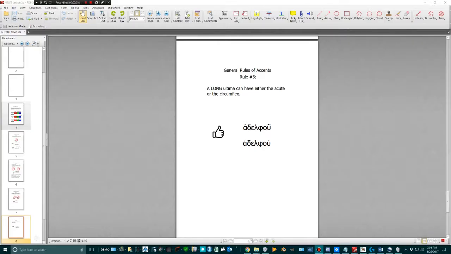Rule number 5. A long ultima can have either the acute or the circumflex. So if we have the word adelphou, well, that's long and it's the ultima, so it can have either the circumflex or it can also have an acute. Okay, we would have to know the mechanics. Later on we're going to talk about noun accenting and verb accenting, and you'll be able to pick this up easily enough.